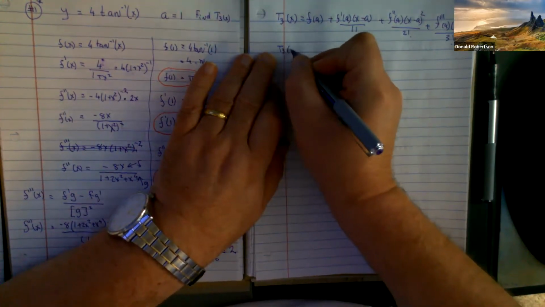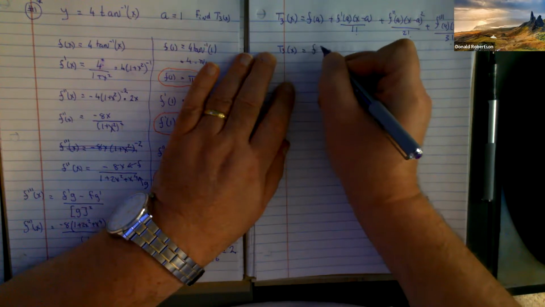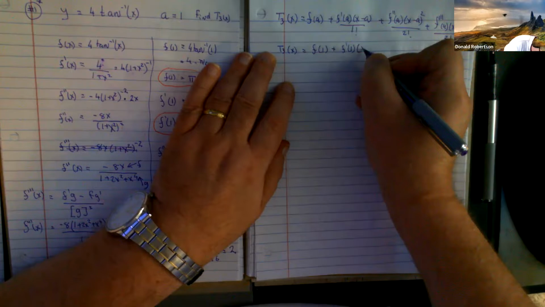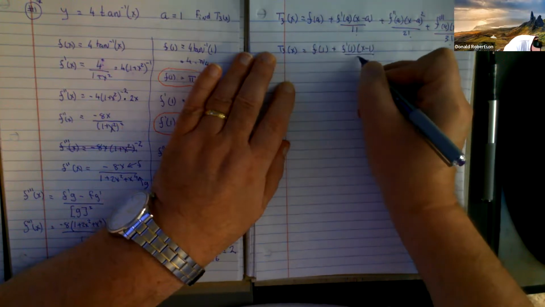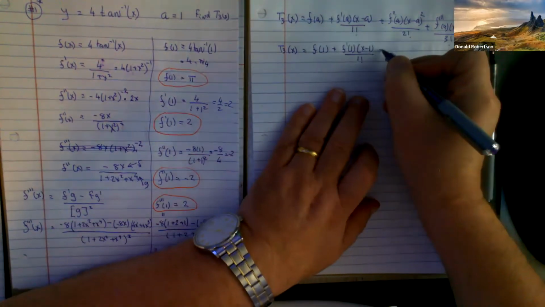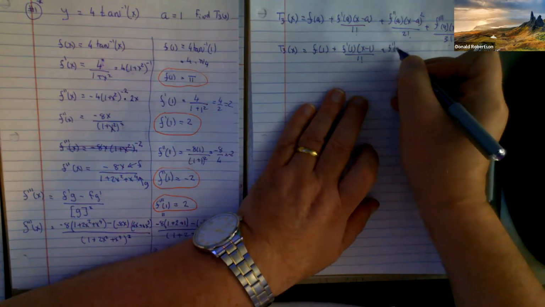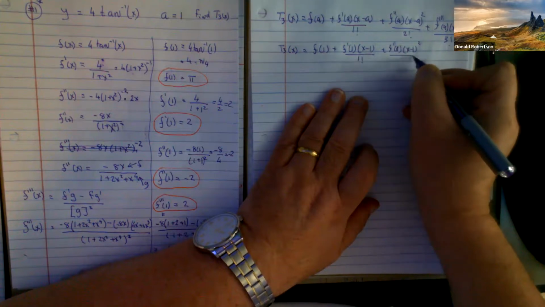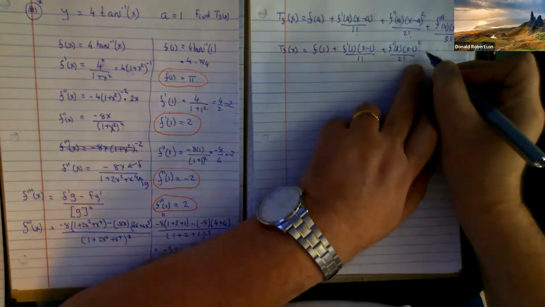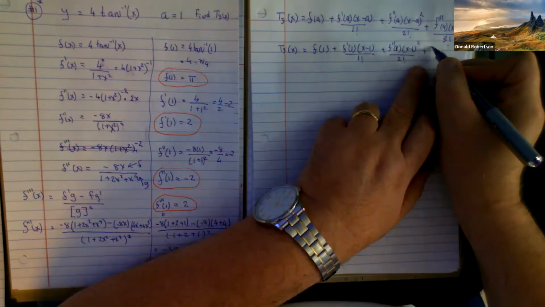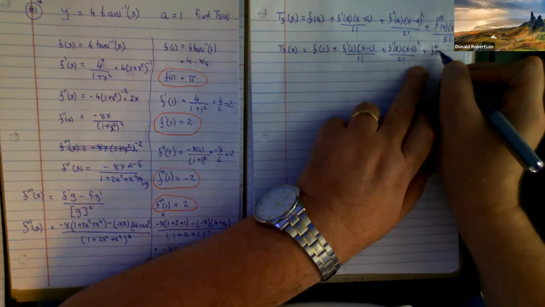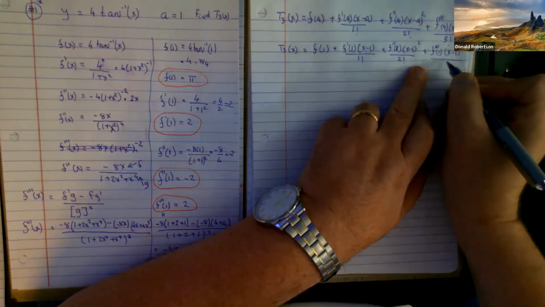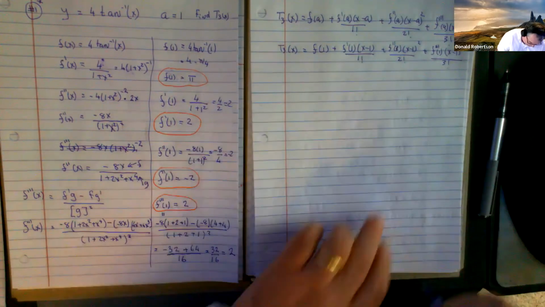So we're going to be finding the value of the function at 1 plus the derivative at 1, x take away 1 over 1 factorial. The next term is the second derivative at 1, x minus 1 squared over 2 factorial. And this guy is the third derivative at 1, x minus 1 cubed all over 3 factorial.